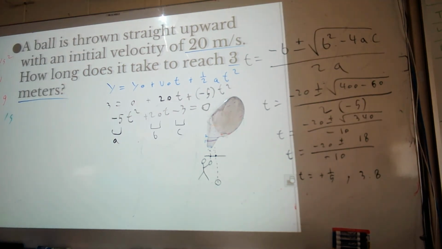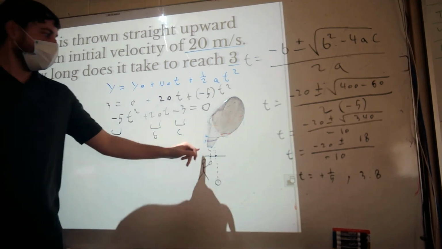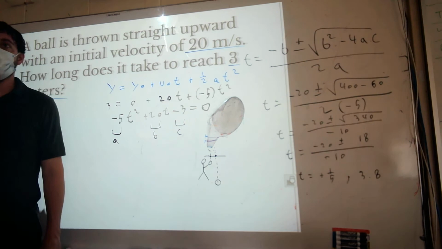One of the t's should be shorter because it takes less time to go up the first time, because you're starting at a height. The second time should be longer because it takes a lot longer to go all the way back down.